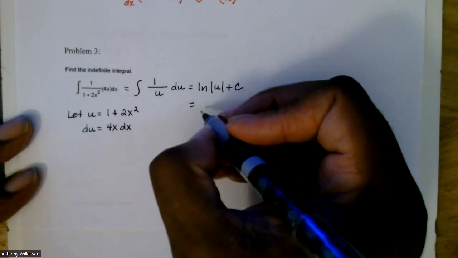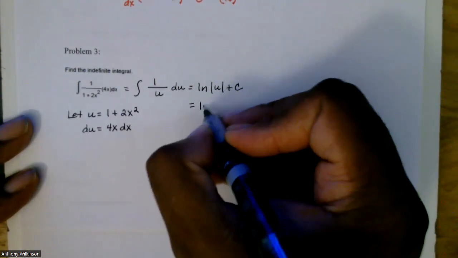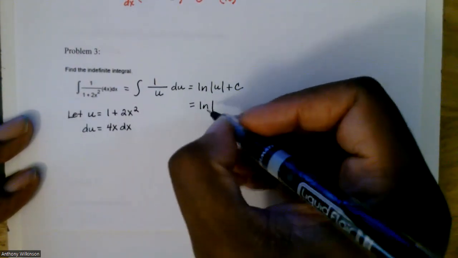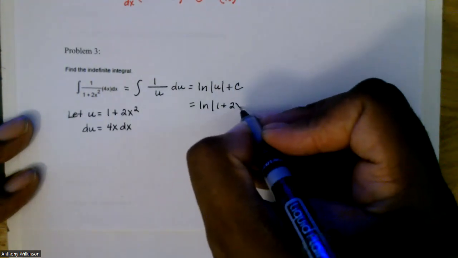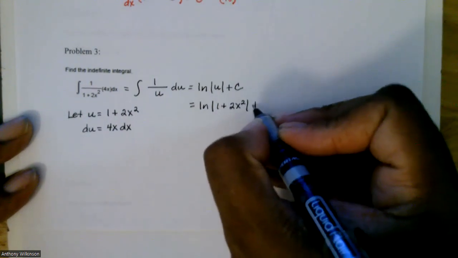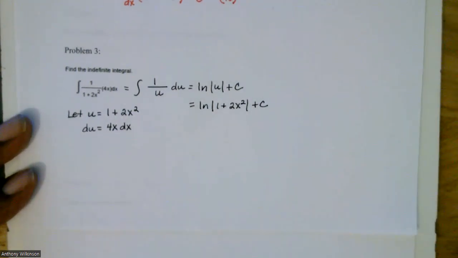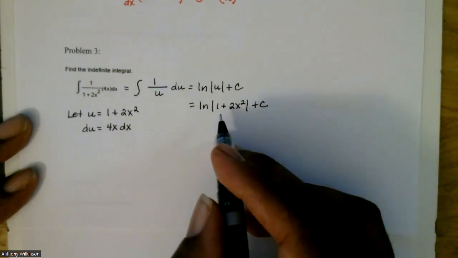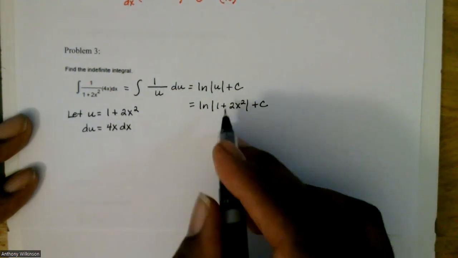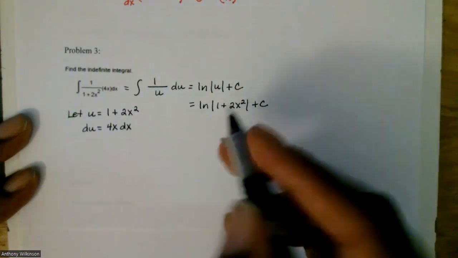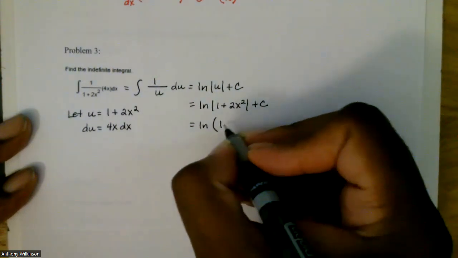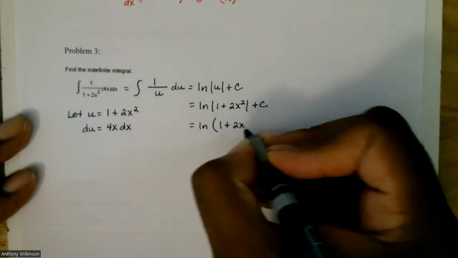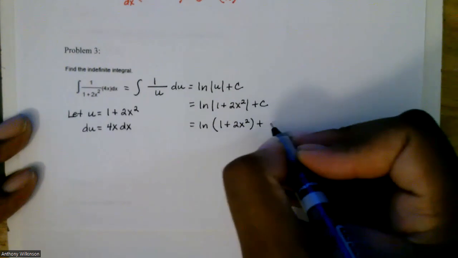And then we back substitute the u, replace that with 1 plus 2x squared. So it'll be ln of the absolute value of 1 plus 2x squared plus c. Now, sometimes they will put that in parentheses because this expression, 1 plus 2x squared, will never be negative. So they might write it like this, ln of, in parentheses, 1 plus 2x squared plus c.